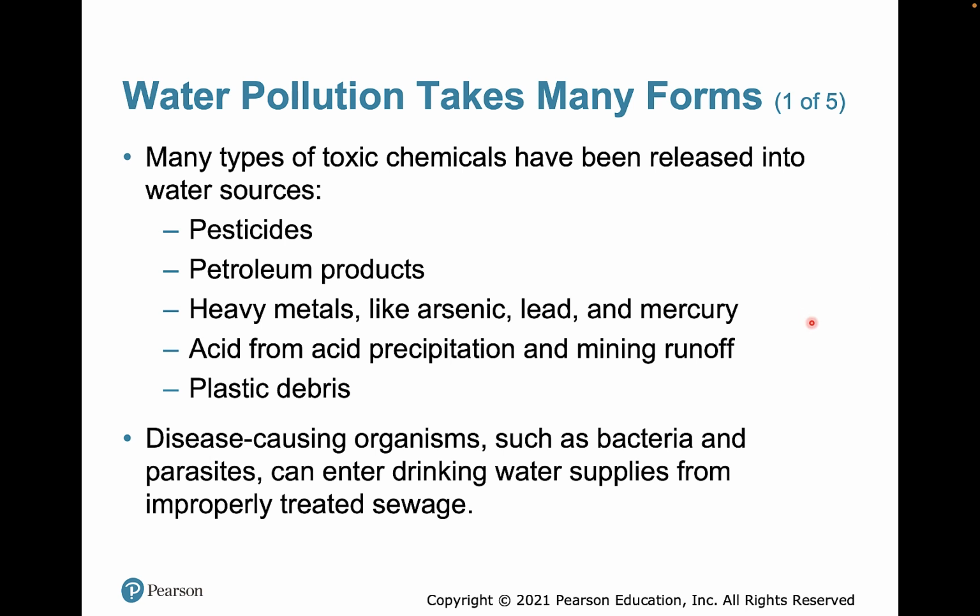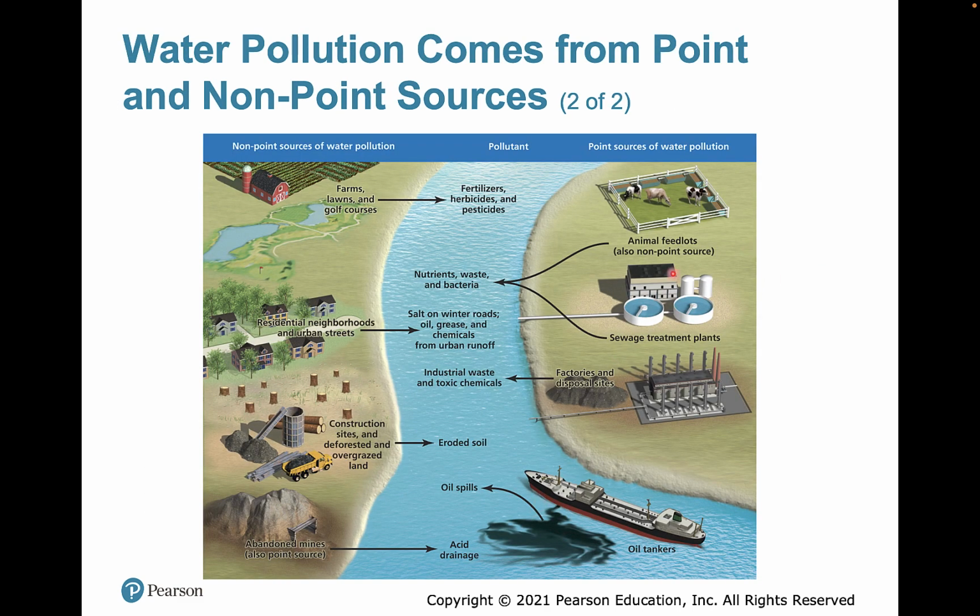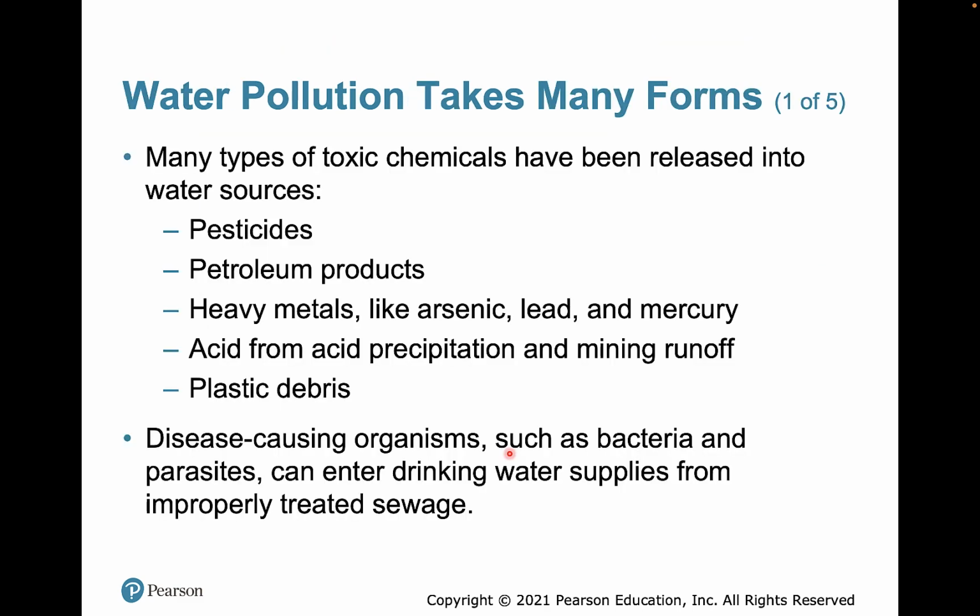So some of those toxic chemicals that can be released into the water: pesticides, petroleum products, arsenic, lead, mercury. We're going to talk about mining runoff, acid mine drainage. Plastic is a huge pollutant that's made its way into our waters. And disease-causing organisms like bacteria, parasites, can wind up getting into drinking water supplies from malfunctions at sewage treatment plants in the developed world or open sewers in the developing world, neither of which are good.